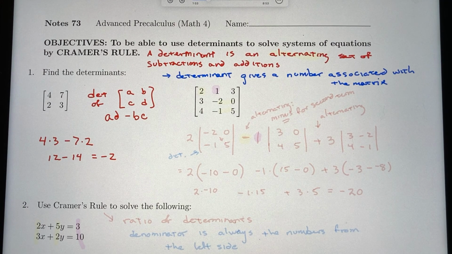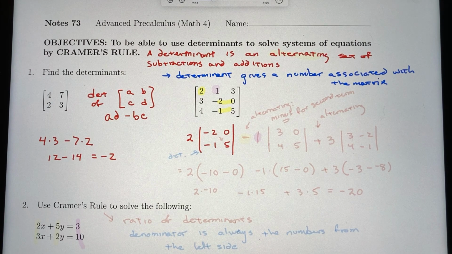Okay, so here's how this works for a 3x3. I take the first number times the determinant of the row and column that don't include it. So I mentally cross off the first number's row and column and use the other 4 numbers. So 2 times, and I'm going to put -2, 0, -1, 5. That notation is for finding determinants. So I'm going to be finding the determinant of that in a minute.